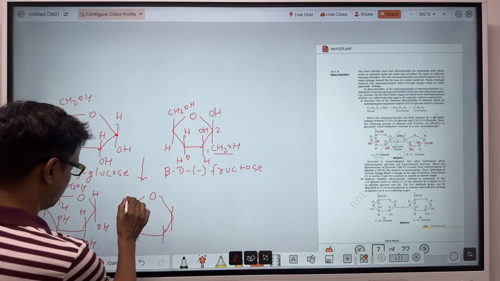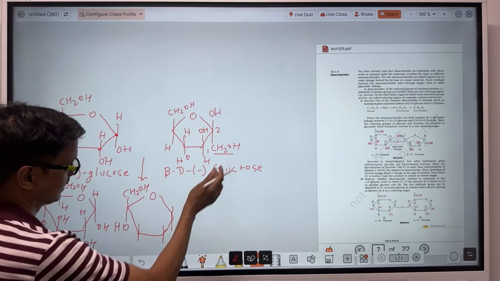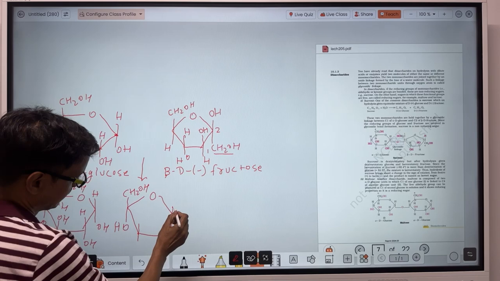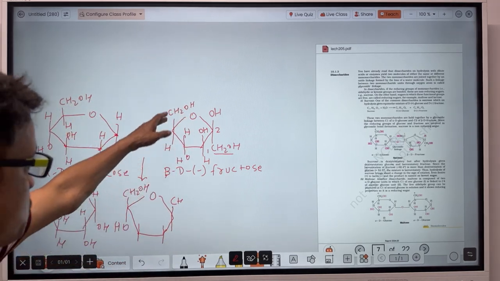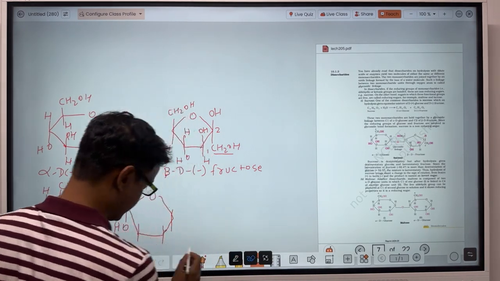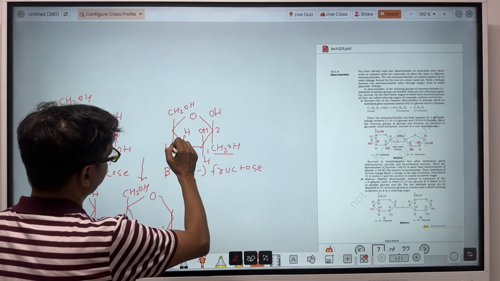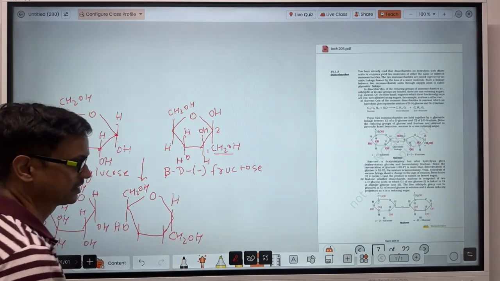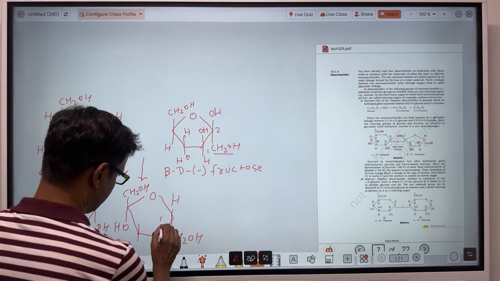So this comes here. CH2OH will go above and OH will come below. And here CH2OH will go above and hydrogen will, oh sorry, CH2OH is above, so it will come below. So here CH2OH will come below, and hydrogen will go above on this side. The remaining positions are the same. So there will be OH, H here.